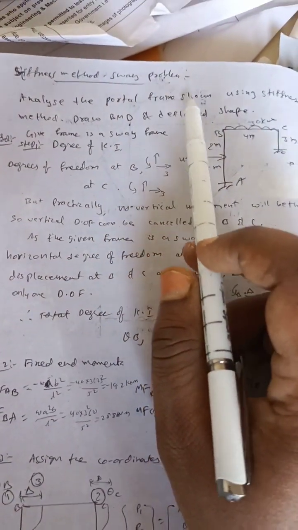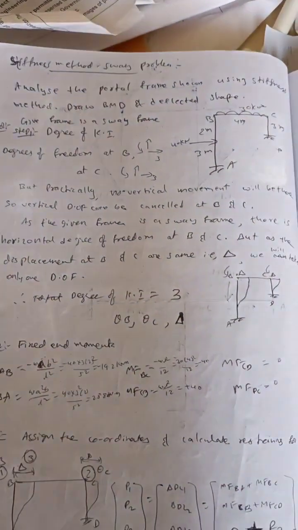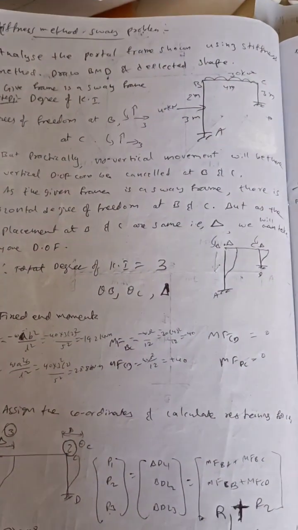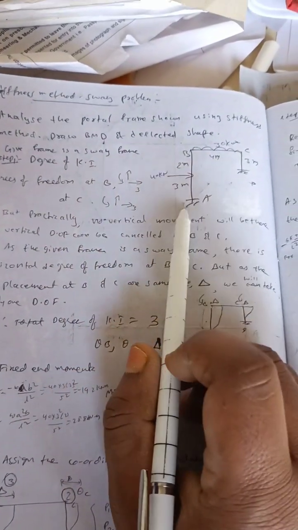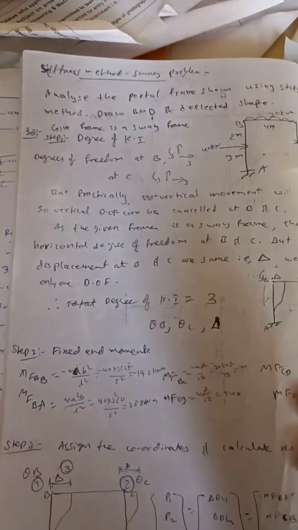In this session, we'll discuss the stiffness method for sway frame problems. Analyze the portal frame shown using the stiffness method, and draw the bending moment diagram and deflected shape. A frame is given here. We need to first write whether it is a sway frame or a non-sway frame. The given frame is a sway frame, because the levels are different and the load is also unsymmetric.